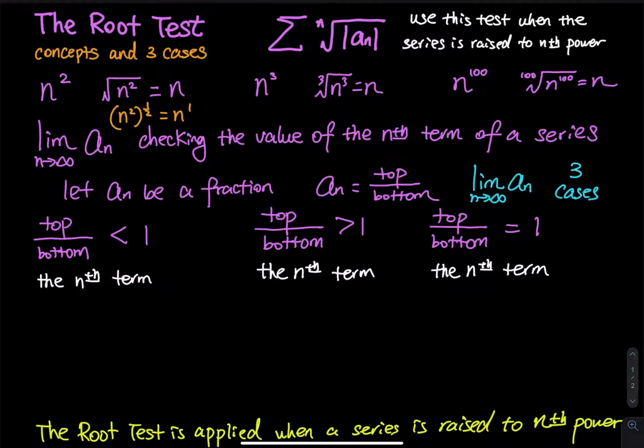So we have a series a_n, and I want to check the limit as n approaches infinity. What is this trying to do? We are trying to check the nth term. Remember, a series is the sum of a list of numbers from the first one to the very last one. I have many numbers, and I want to add them up. So I want to check the nth term.